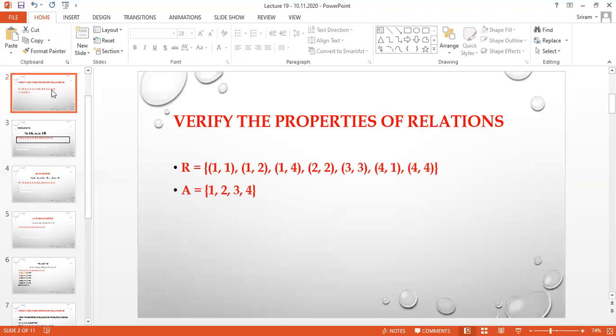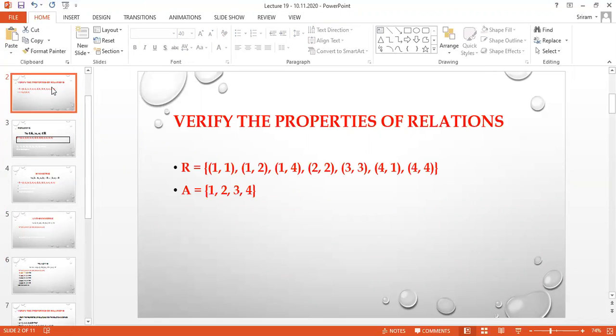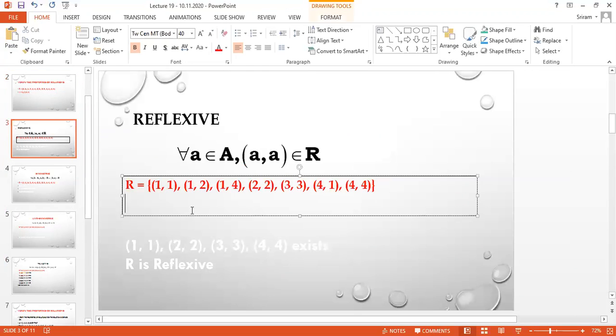Now here I have a problem on these properties. I have A equal to {1, 2, 3, 4} and the relation R is defined as {(1,1), (1,2), (1,4), (2,2), (3,3), (4,1), (4,4)}. I am going to check all the 4 properties one by one. The first property is reflexive. In A I have 1, 2, 3, 4, so I am going to check the 4 pairs.